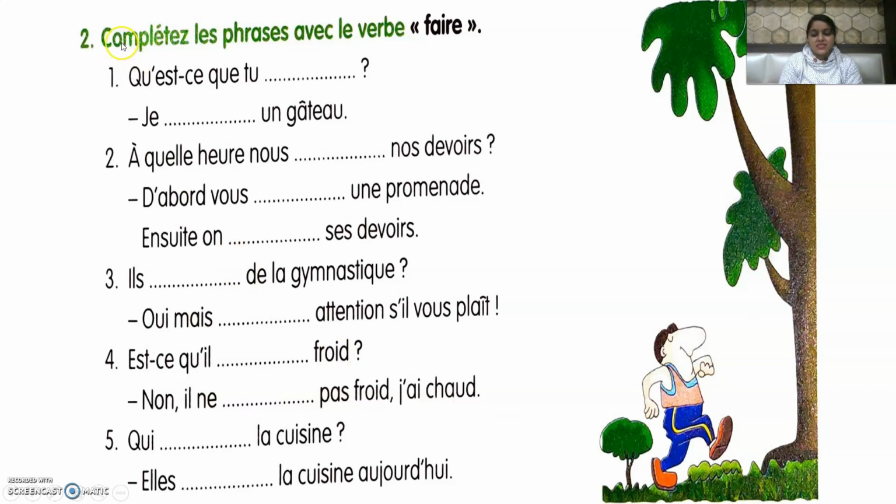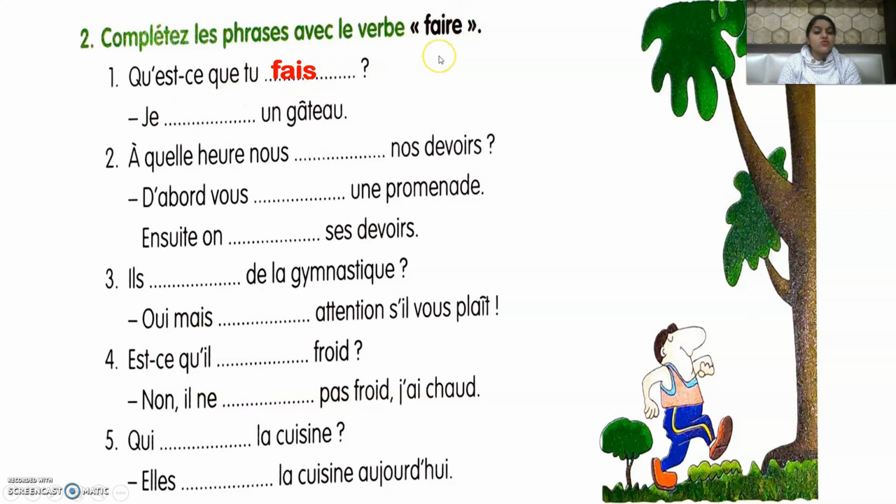The next exercise says: complétez les phrases avec le verbe faire. In this lesson we learned another irregular verb, that is faire, and now we have to complete the sentences with the conjugation of faire. So the first one is: qu'est-ce que tu fais? That means what are you doing?